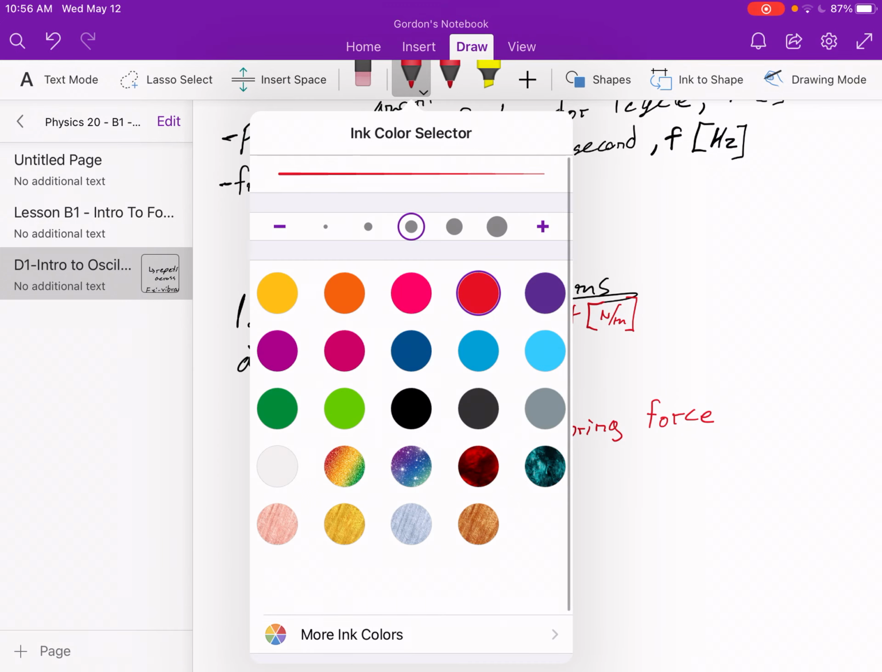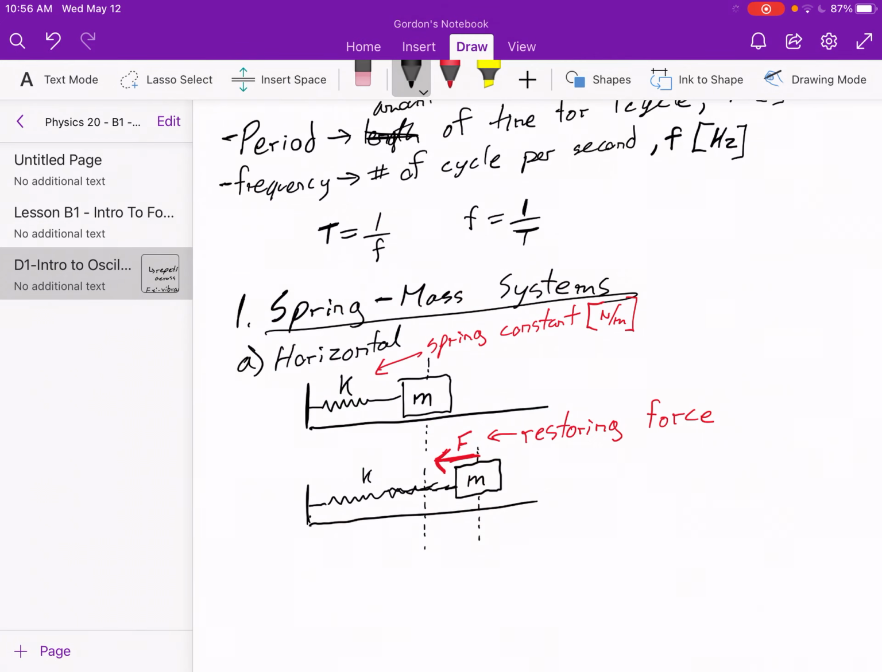And you know what? I should fix my drawing here, because really this mass is sitting on a flat surface. And we're assuming it's a frictionless surface. We aren't going to talk about friction at all in this whole unit. We're assuming everything is frictionless because things get quite a bit more complicated once you include friction and you need to get into calculus and things like that. And we aren't going to do that here in Physics 20. So like I said, there's this restoring force that is pulling it back.